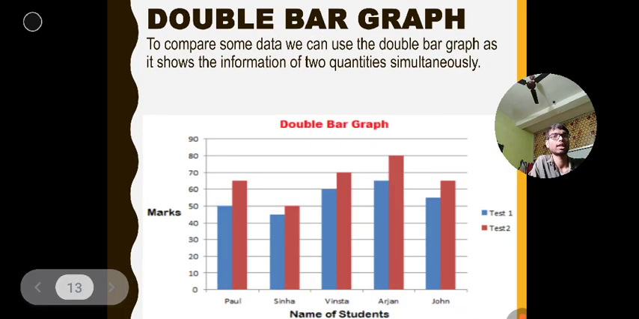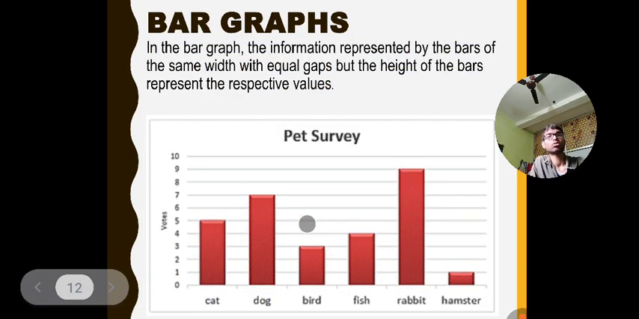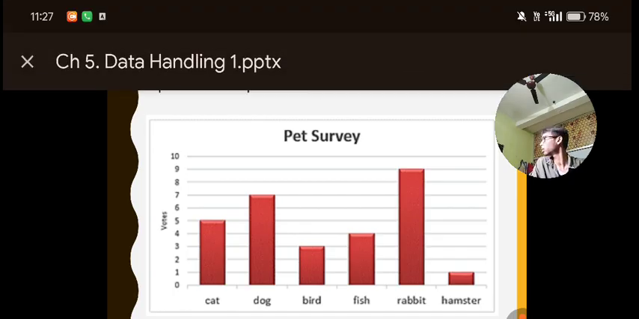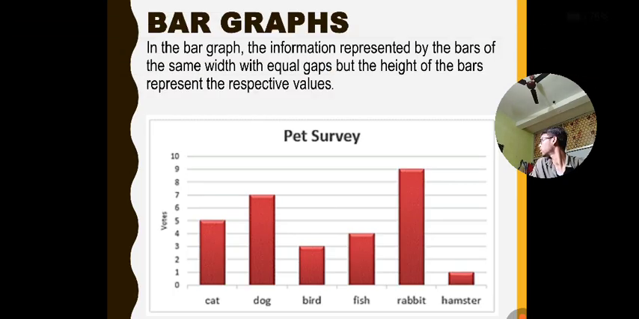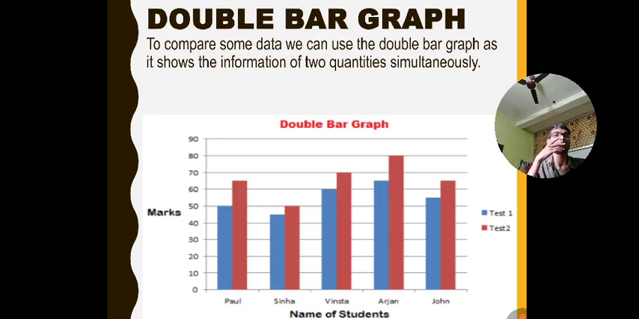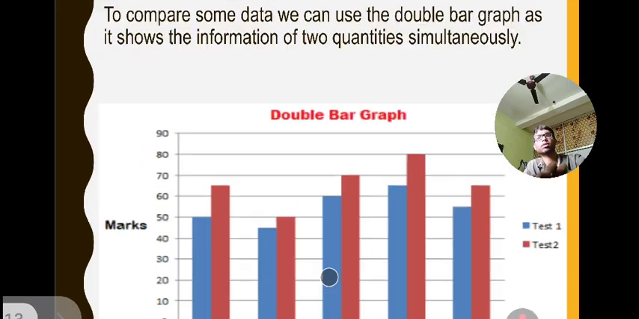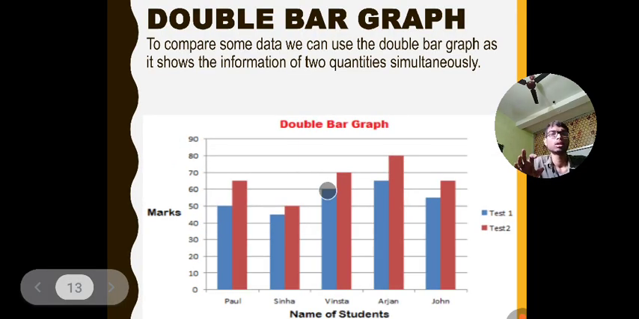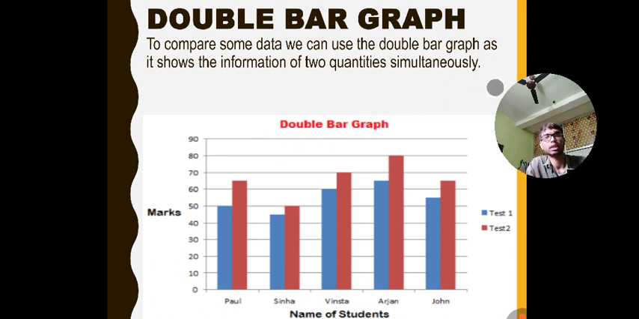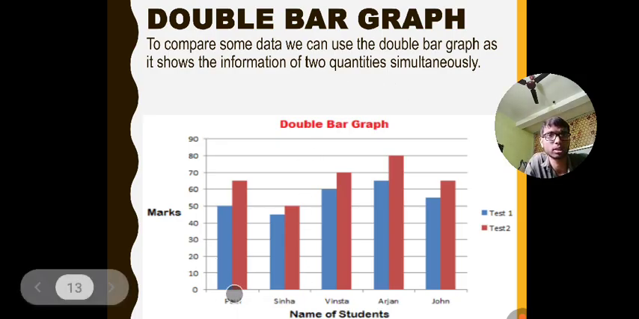Now next we have the double bar graph. In this we have a single bar graph, a single rectangle. Now here we have a double bar graph. To compare some data, we can use the double bar graph, as it shows the information of two quantities. Here we are comparing two data. This is 50, this is 65.